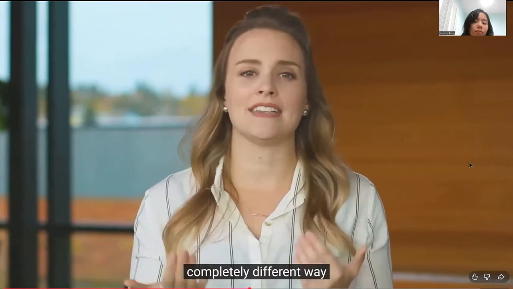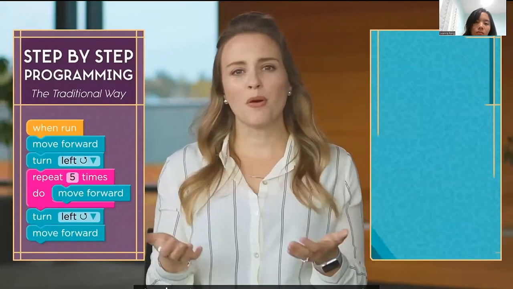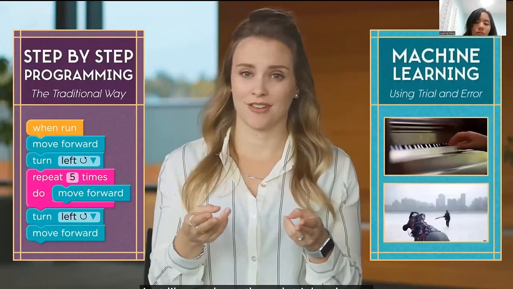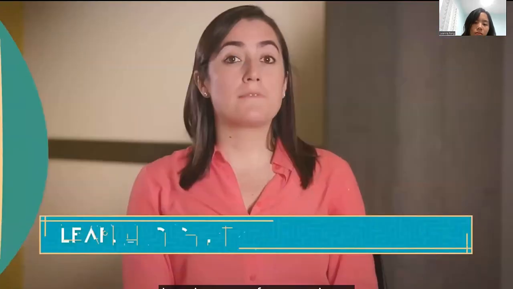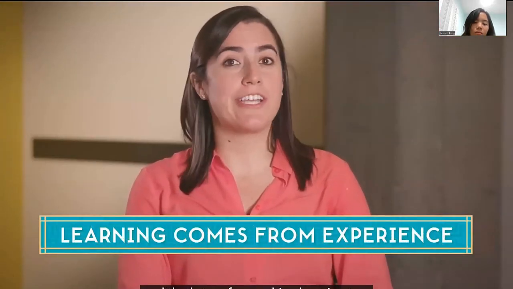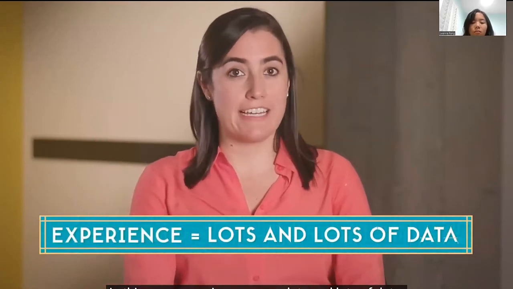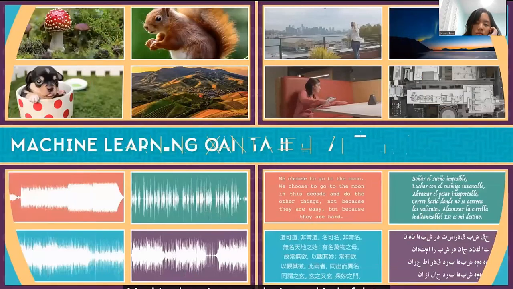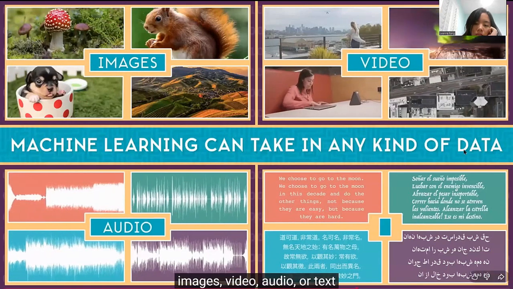It's a completely different way to program a computer than what we've ever done before. With machine learning, instead of programming a computer step by step, you can program a computer to learn just like you learn, through trial and error and lots of practice. Learning comes from experience, and that's true for machine learning too. In this case, experience means lots and lots of data. Machine learning can take in any kind of data: images, video, audio, or text.